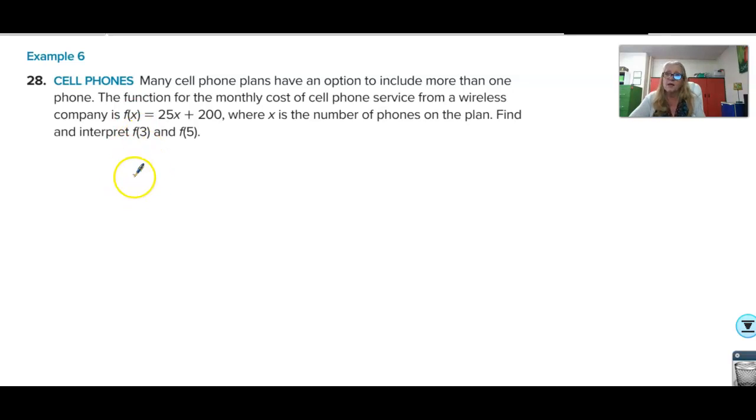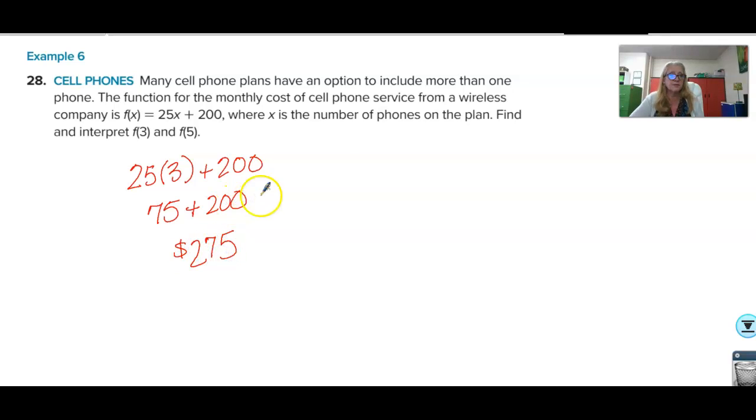So we will do 3 first. We're going to have 25 times 3 phones plus 200. Must be like their monthly rate. 25 times 3 is 75 plus 200. So it would be $275 a month for the plan with 3 phones.